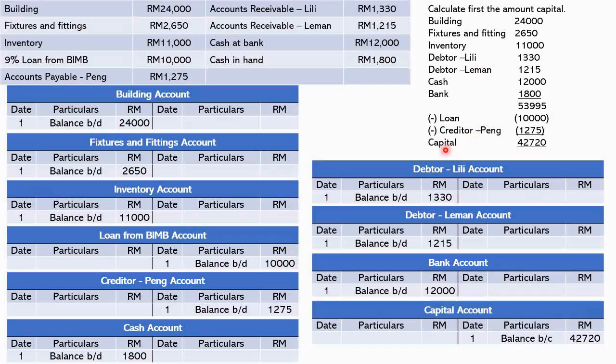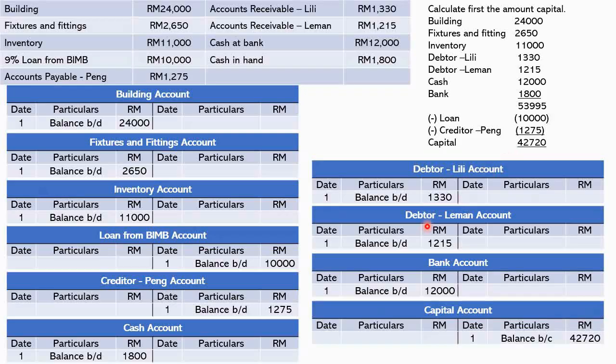Okay, capital adalah asset tolak dengan liability. Okay, remember your equation, asset sama dengan liability tambah capital. Okay, so if I want to find the capital, so I need to deduct asset with liability. So saya kena identify lah mana satu yang asset. Building ni asset, furniture and fitting ni asset, inventory ni pun asset. Okay, account payable dengan loan ni adalah liability, letak kat bawah nanti. Account receivable Lily, asset, account receivable Leman, asset, cash dengan bank pun asset.